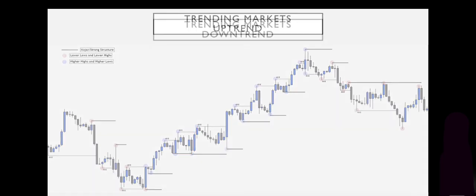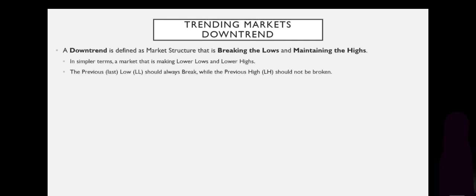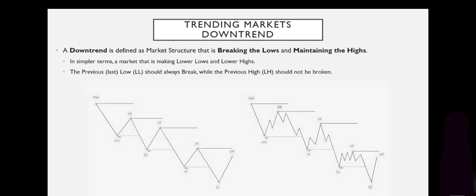So this is an example of an uptrend, okay? Downtrend, market structure that is breaking the lows and maintaining the highs. So exactly the opposite. In simple terms, a market that is making lower lows and lower highs. So again, here, the previous and the last lower low should always break, while the previous high, which is the lower high, should not be broken.